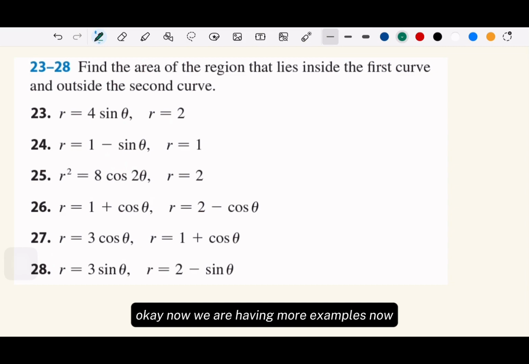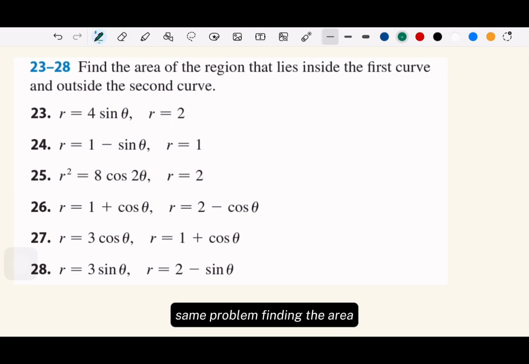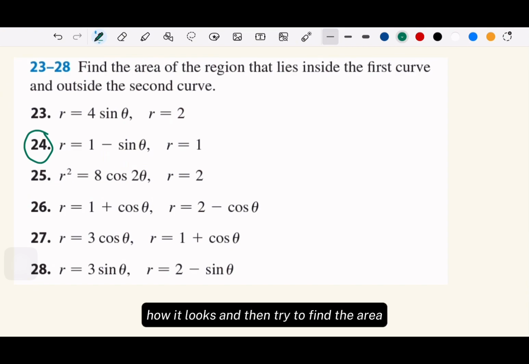Okay, now we are having more examples. The question is the same problem, finding the area, but the region is described as lying inside the first curve, which means the left curve, and then outside the second curve, which means the right part. So let's try our best on maybe number 24. That is the first one. So first, try to sketch how it looks, and then try to find the area.